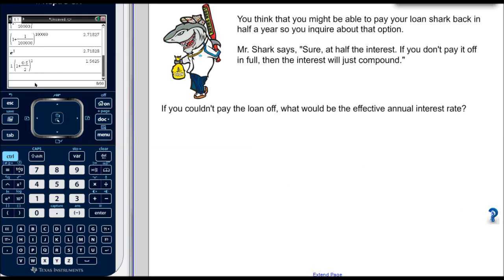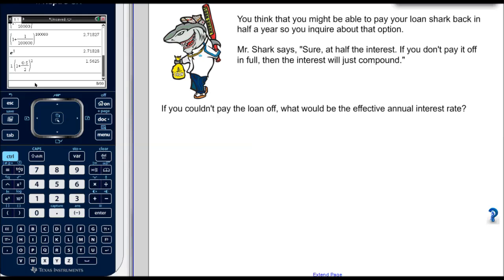You say to the loan shark, hey, I think I'm able to pay off this loan halfway through the year. I think I only need 6 months to do this. And he says, yeah, no problem. But if you can't pay it off in 6 months, that interest is going to compound, and you'll have to pay interest on what you couldn't pay off for your loan.